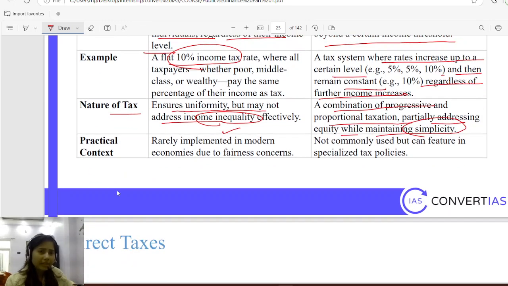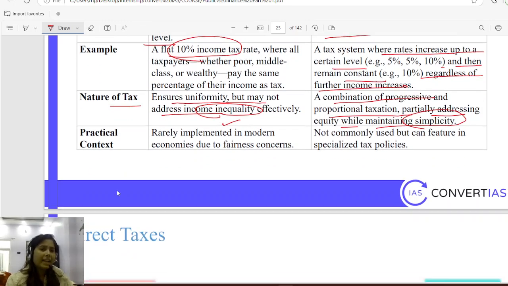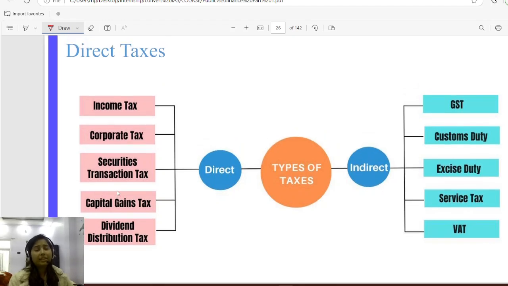Okay, practical context, same thing. Direct tax. Okay, so these are the examples you can use anywhere. Income tax, corporation tax, security transaction tax. Security transaction tax comes in when you are dealing in the stock market, you are purchasing a share and then selling it, and you have to pay a certain amount of tax on that. Security transaction tax. Then capital gain tax.